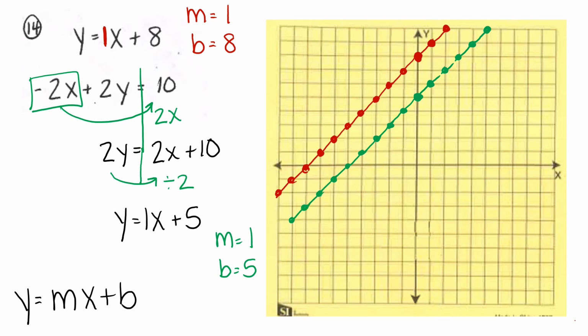Once you reach both edges of the graph, you'll see that the lines do not intersect. They do not cross. They are parallel, which means we have a no solution answer. They do not cross, so there is no answer.